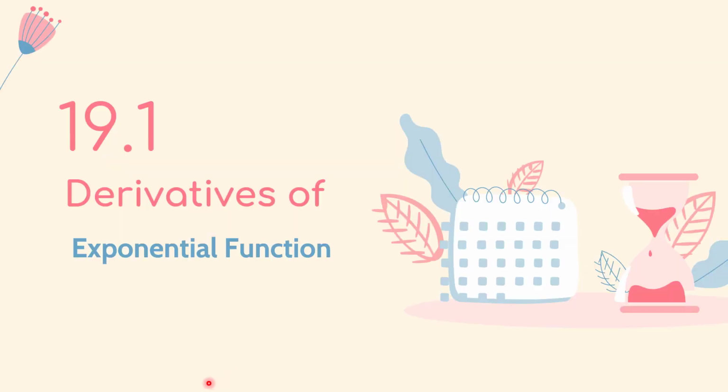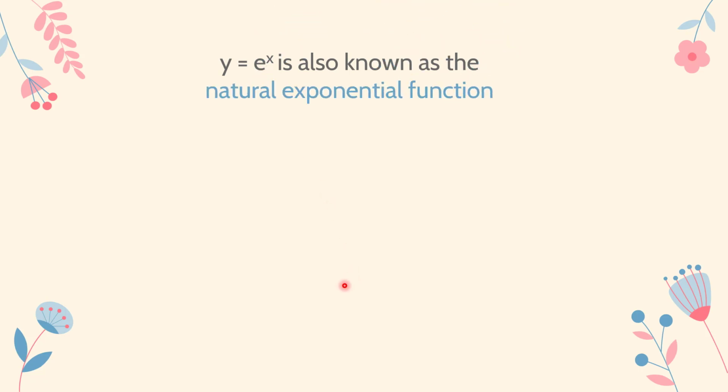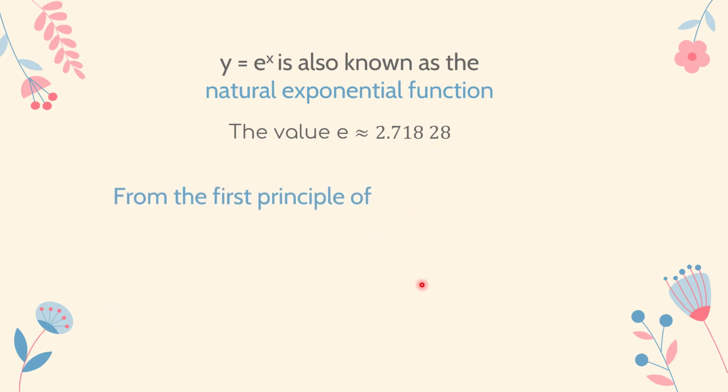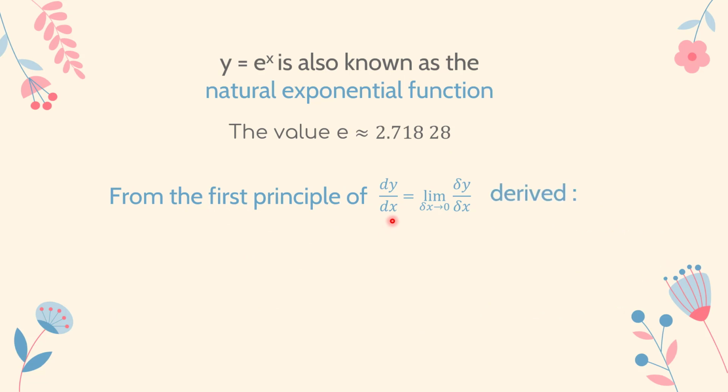Let's see the first one, how to derive the exponential function. The exponential function is symbolized as e to the power of x. This is also known as the natural exponential function. e itself is actually a constant whose value is around 2.71828.